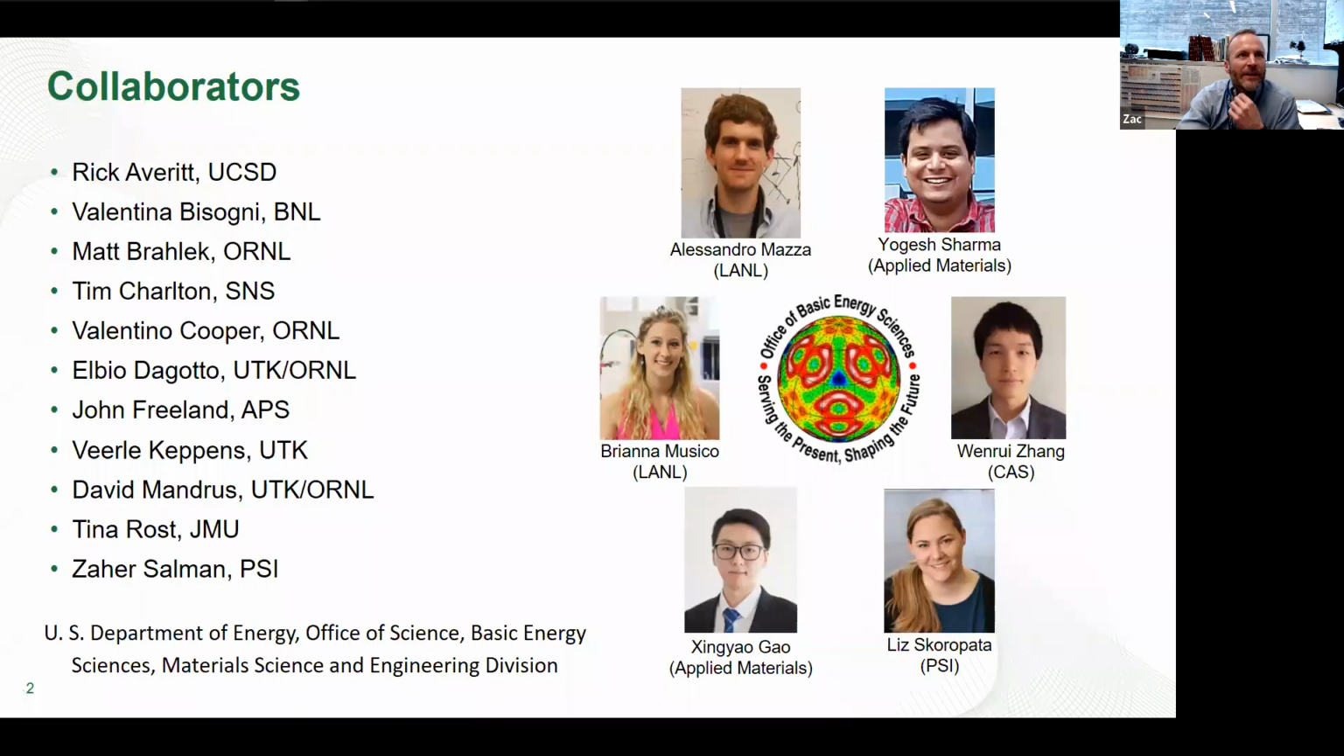To get started, I want to make sure that I point out the people that are actually doing the work that I'm going to talk about today. These pictures on the right are postdocs that have worked in the group on this project. In particular, Yogesh was with me when we first got started, the first films that were grown, and Alessandro, the new work. He's moved on to Los Alamos now, but we're still closely collaborating, and I would expect to see a lot more coming out of him.